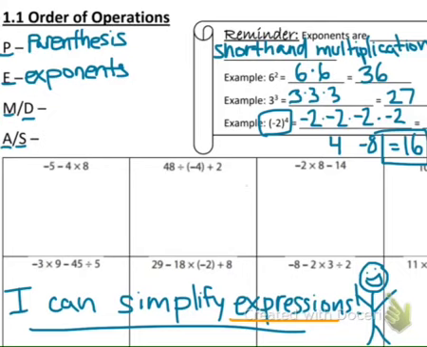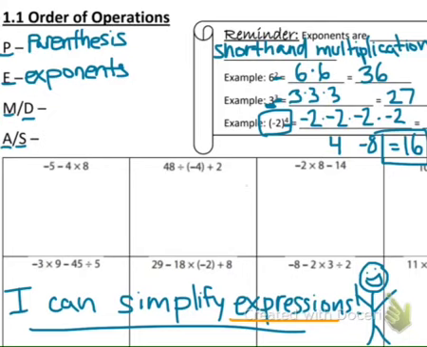So that's just a quick review of what exponents are. They are shorthand multiplication. The base tells you what number to multiply, and the exponent tells you how many times. So we had a 2 here, we multiplied 6 times 6, a 3 here, 3 times 3 times 3, and a 4 here, negative 2 times negative 2 times negative 2 times negative 2.